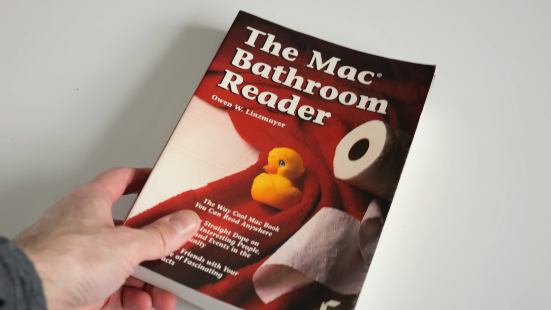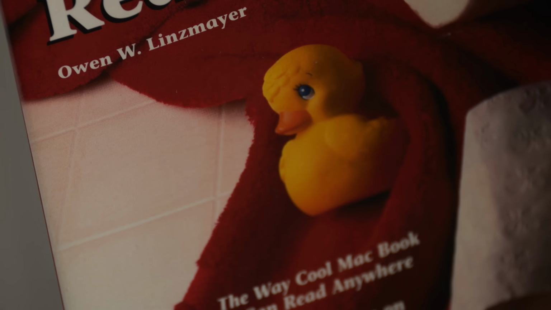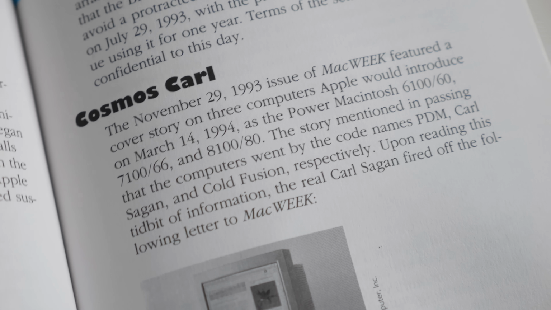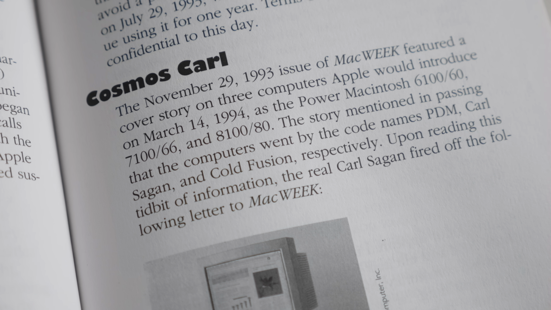The 7100 specifically found itself the center of one particularly amusing controversy. It had been given the internal codename Carl Sagan, after the famous astronomer. Engineering codenames weren't meant for public use, but this one leaked to the press. MacWEEK magazine reported on it in a November 1993 issue about the upcoming Power Mac line, in which it also revealed that the 6100 and 8100 had been codenamed Piltdown Man and Cold Fusion, respectively.